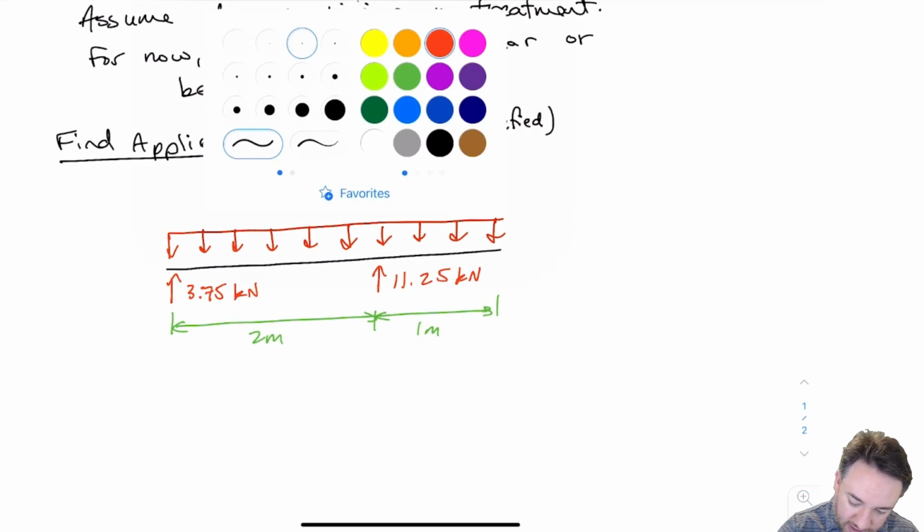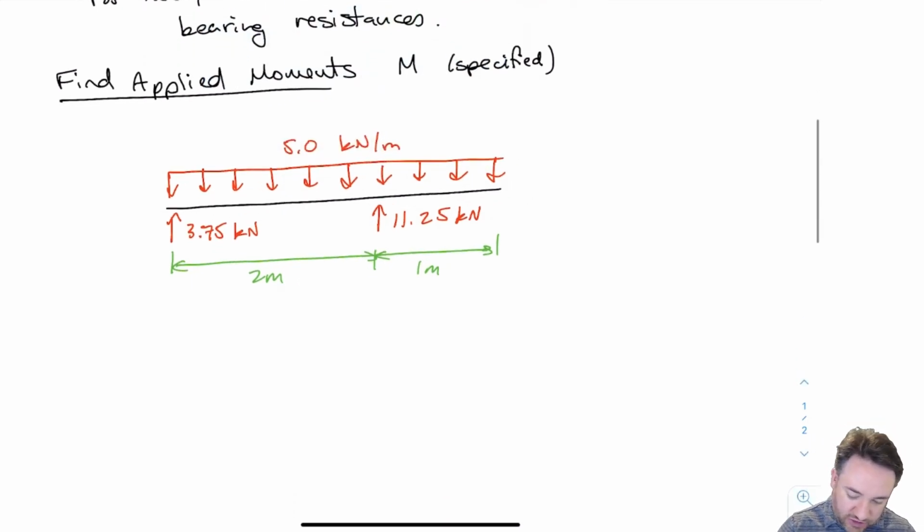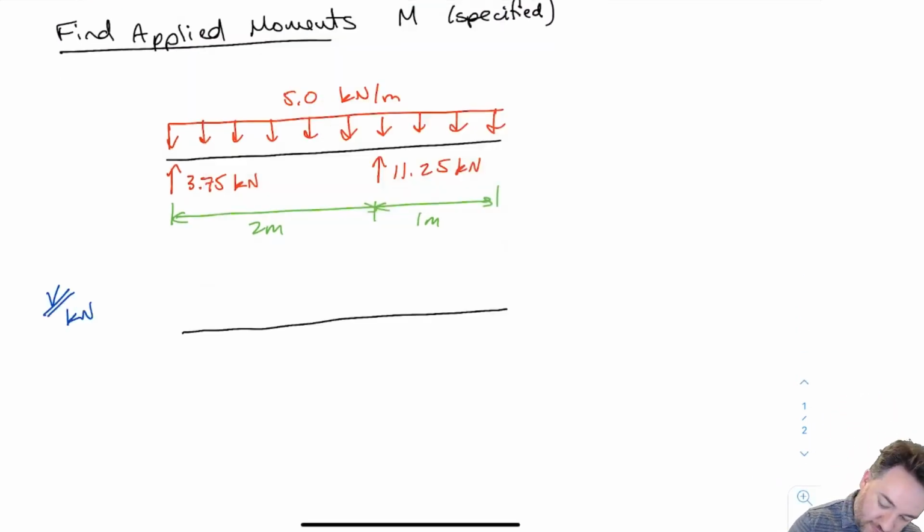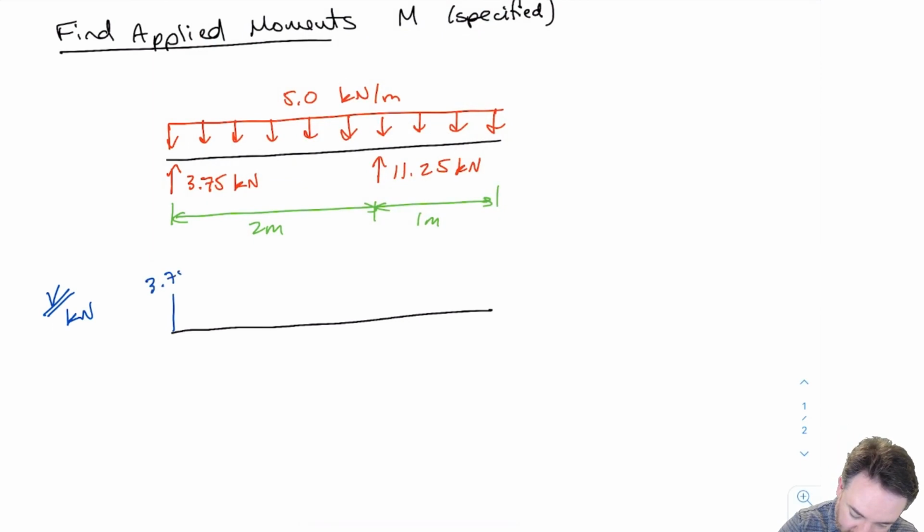Then based on those reactions, I am going to find the shear. Okay, so for my shear, I go up by 3.75 at the end. I'm using just the graphical method to do this. Then I'm going to go down by 5.0 kilonewtons per meter. Just going to kind of draw where this is going to be approximately.